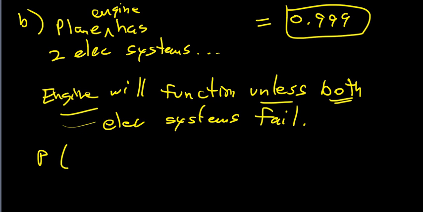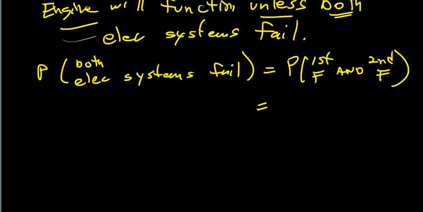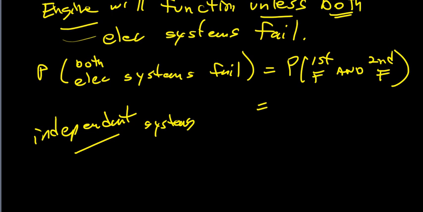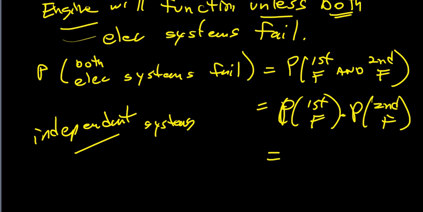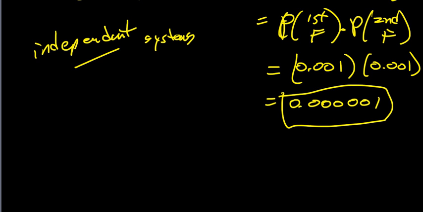So I'm going to say it like this. The probability that both electrical systems fail, and that's a bad thing, I claim it's going to be the probability that the first fails and the probability that the second fails. Well, because they're independent, the book explicitly tells us these are independent electrical systems. So this is going to be the probability of a first failure times the probability of a second failure, and they're both going to be the same. And if I multiply those two together, 0.001 times 0.001, I get 0.000001. Now we're not done yet.